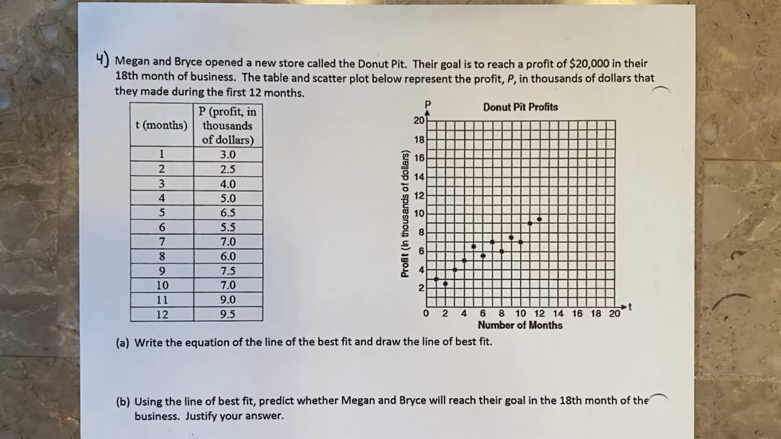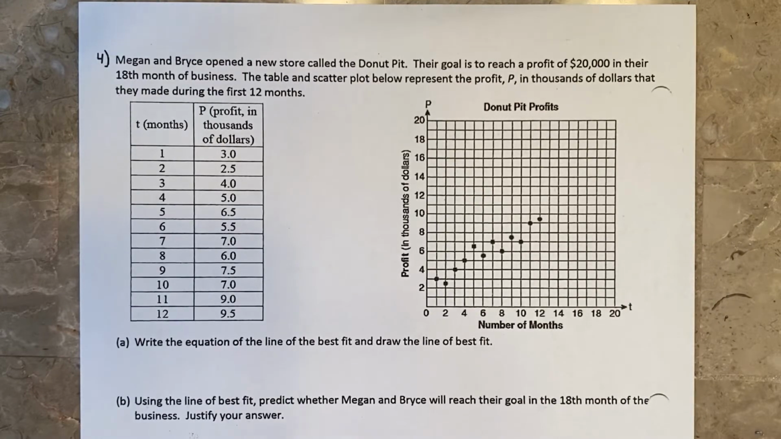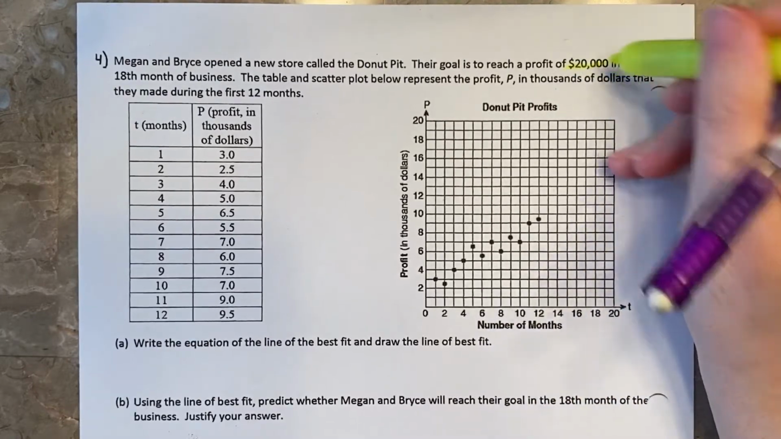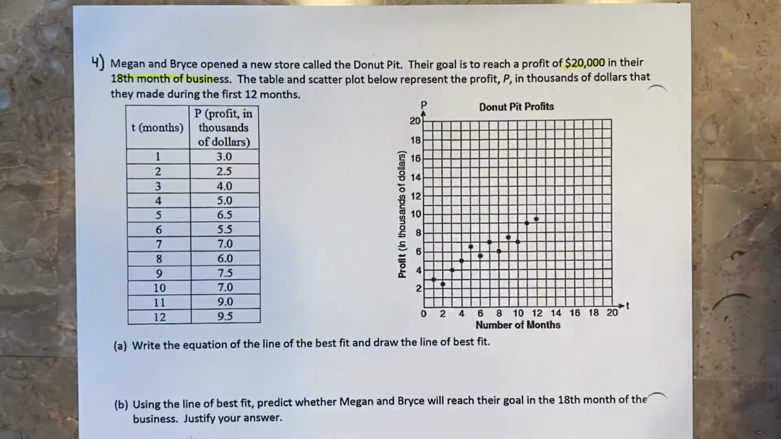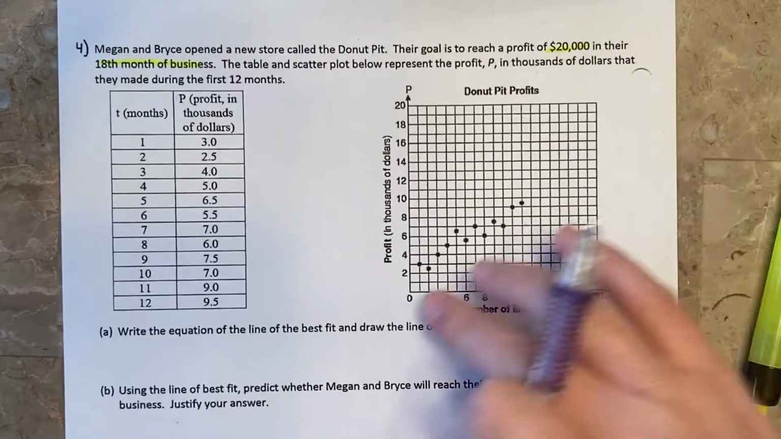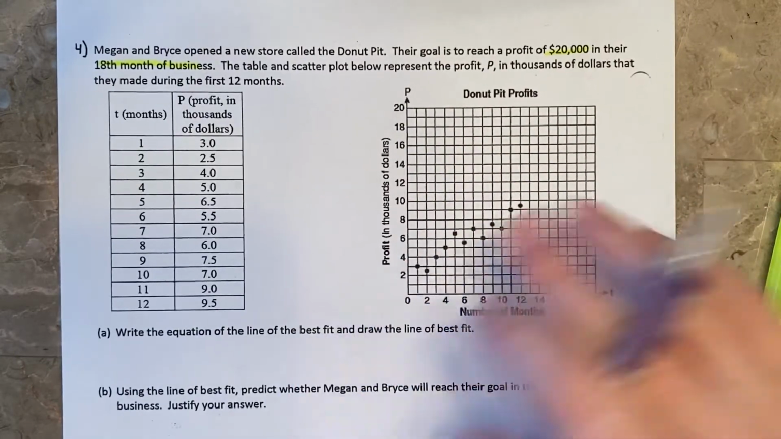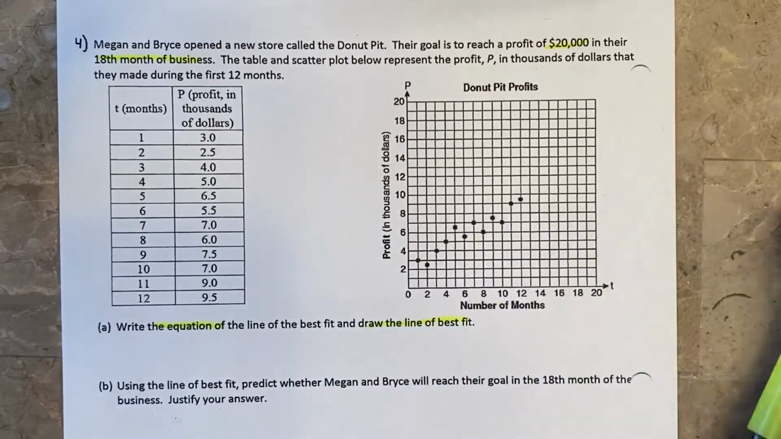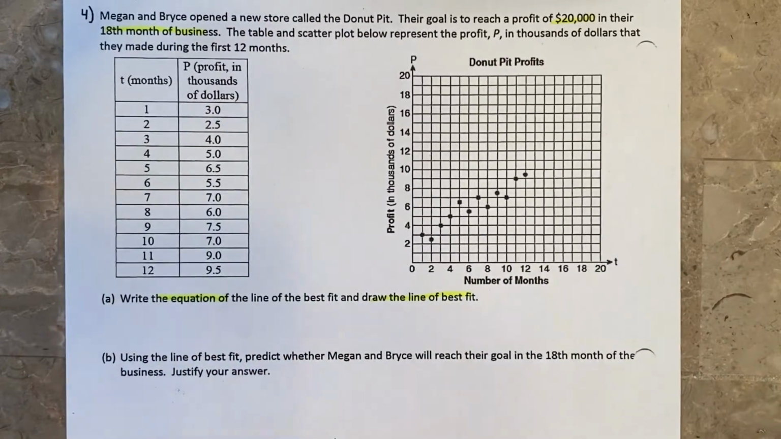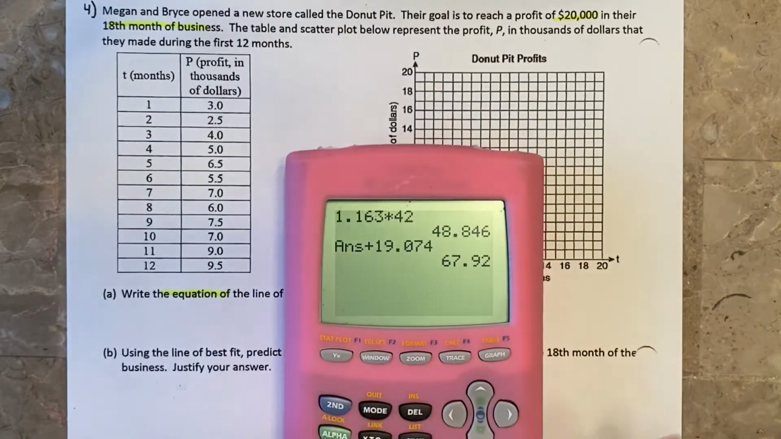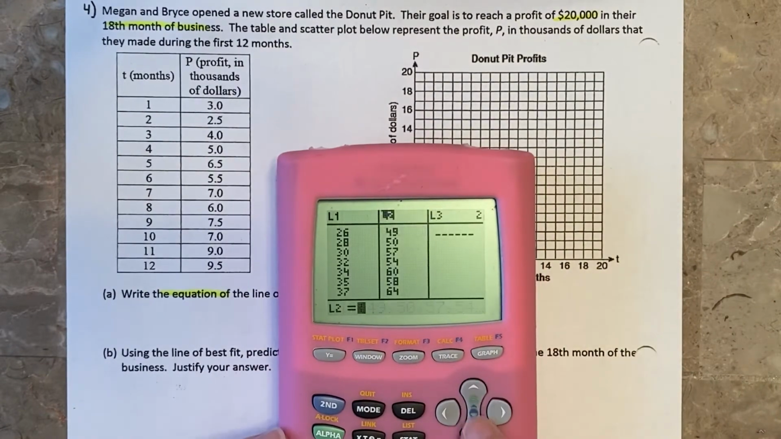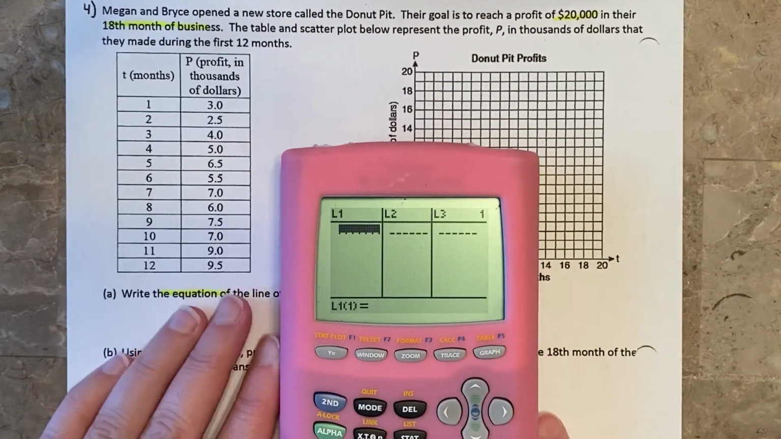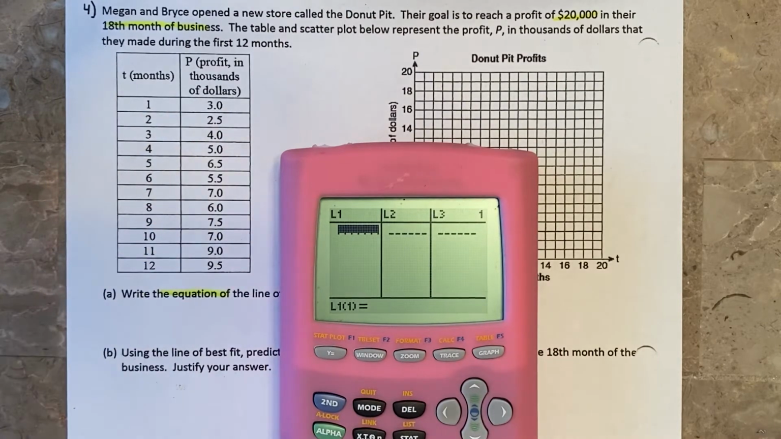Megan and Bryce open a new store called the Donut Pit. Their goal is to reach a profit of $20,000 in their 18th month of business. The table and scatter plot below represent the profit P in thousands of dollars that they made during the first 12 months. So everything's already drawn for us, so we're skipping that part. So we're going to write the equation, and then we're going to draw our line of estimate. Now we know we have to do our equation first, so we know where to begin. So stat 1, hopefully you guys are getting used to this process. Looks like 1 to 12.